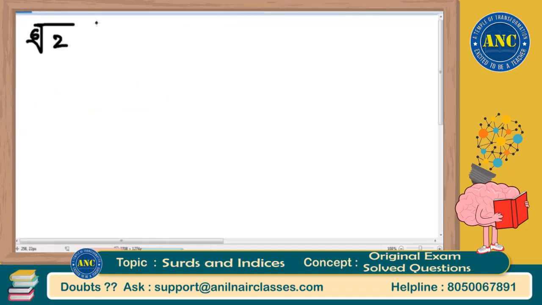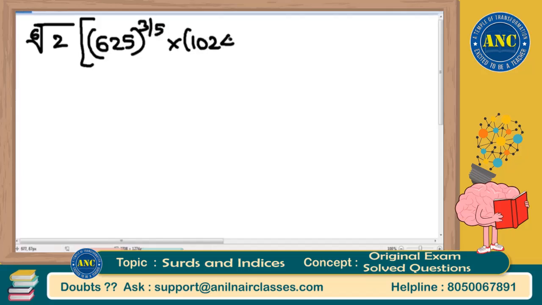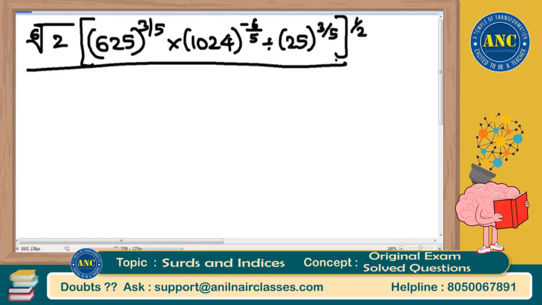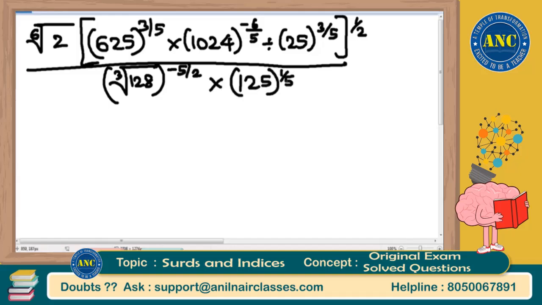Sixth root of 2 into 625 to the power of 3 by 5 into 1024 to the power of minus 6 by 5 divided by 25 to the power of 3 by 5 whole to the power of half, whole thing divided by cube root of 128 to the power of minus 5 by 2 into 125 to the power of 1 by 5. This is not the end of the question, because again it is plus.